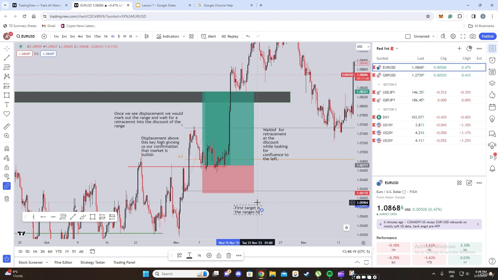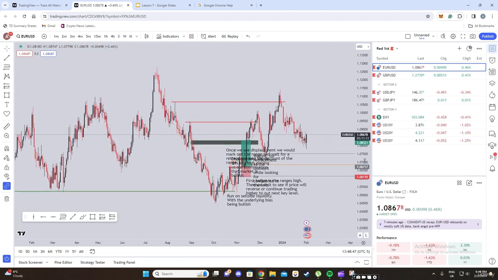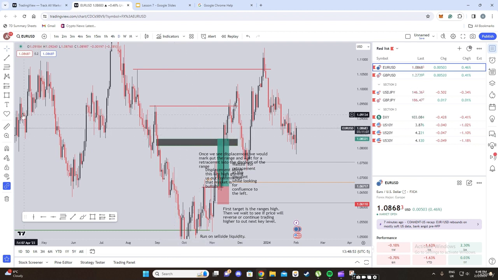is the range's high. Then we wait to see if price will reverse or continue trading higher to our next key level. And in this case, price traded up to our next key level, and our next key level was a gap in the marketplace, because this gap hasn't been filled yet. So we know that price has to fill this gap, and it's in line with our bias. So that's what this is.